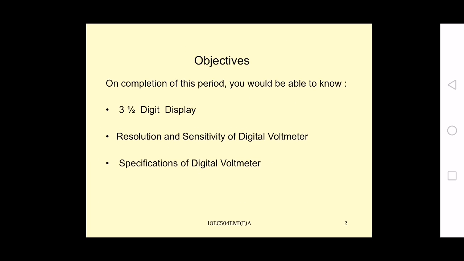On completion of this period you will be able to know what a 3.5 digit display is, the resolution and sensitivity of the digital voltmeter, and what the different specifications of the digital voltmeter are.